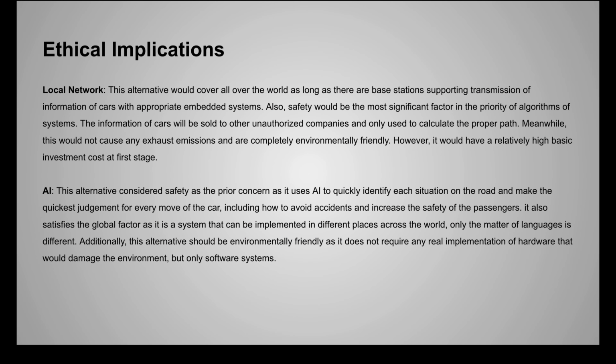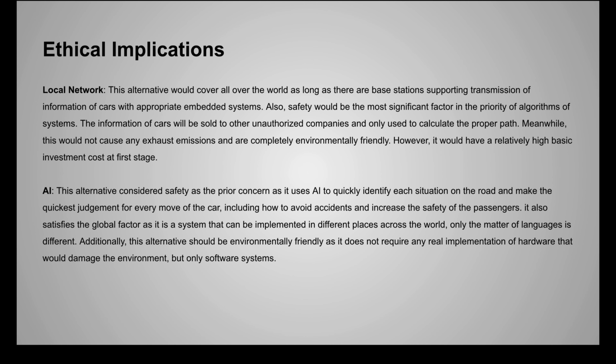The second alternative, which is the local network, would cover all of the world as long as we build stations that support the transmission of information of cars. And safety would be the most significant factor in this specific alternative. The information of the car would be sold to other companies for the purpose of calculating the proper path. Meanwhile, this alternative would not cause any exhaust emission and should be completely environmentally friendly. But it would have a relatively high basic cost.